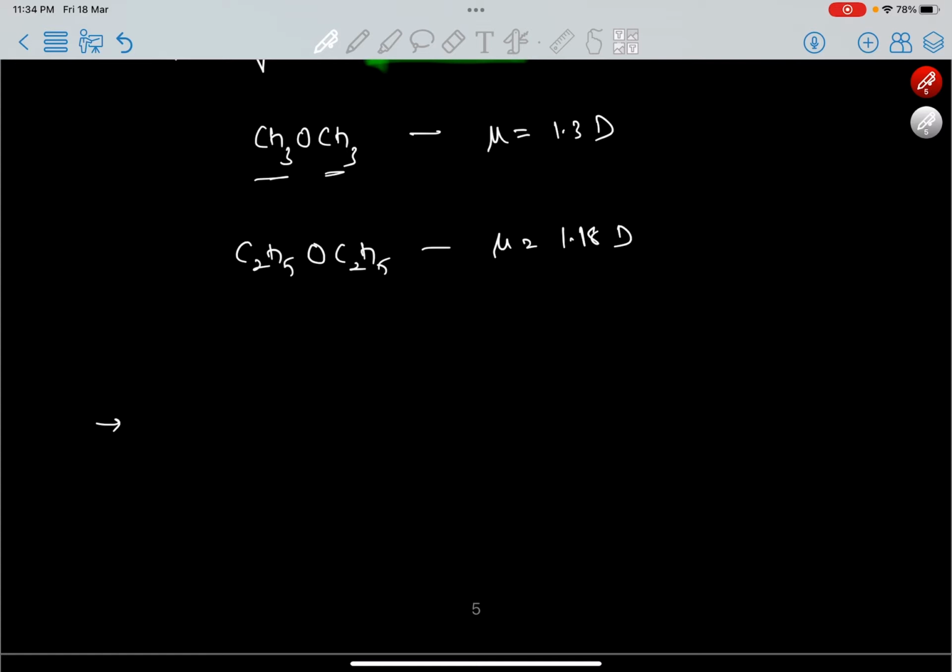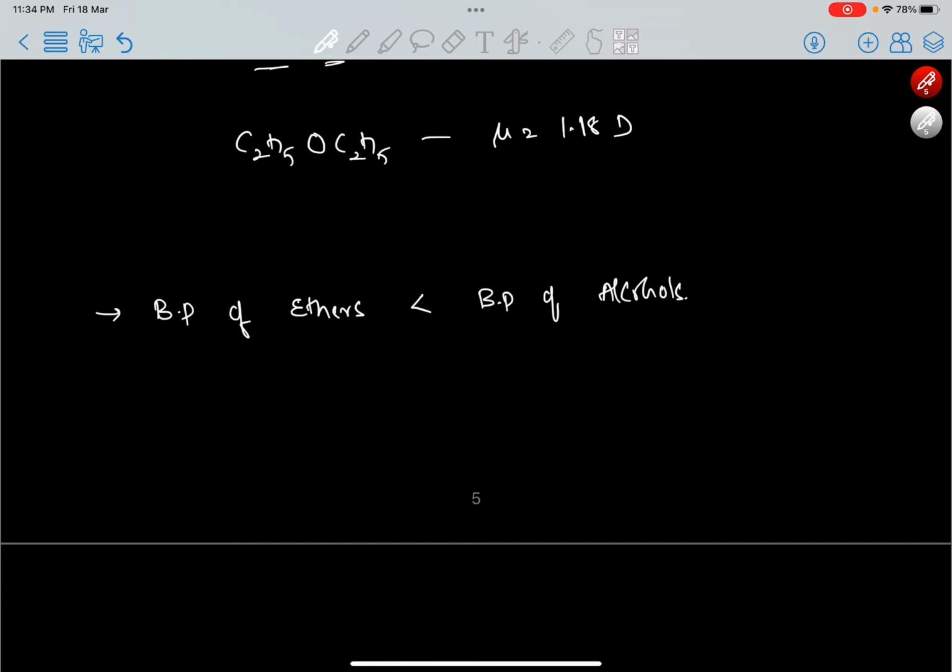So the first comparison is boiling point. Always remember, the boiling point of ethers is always less than the boiling point of alcohols. Why is that? Alcohol, sorry, ether has an ROR structure, isn't it? So no hydrogen bonding is possible here. Why is that?